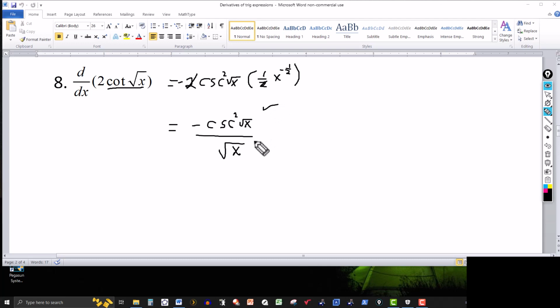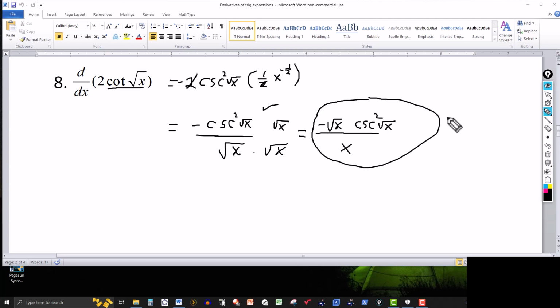Now they say rationalize your answer. They don't want you to leave a radical in the denominator. I can multiply here by the square root of x over the square root of x. And then this is going to equal square root of x times the square root of x. That'll just give me x. And I can put this in front so I don't get this mixed up with this here. So this will be minus the square root of x out in front. And then I'd have the cosecant squared of the square root of x. And I can leave the answer that way. But we'll just leave it this way.